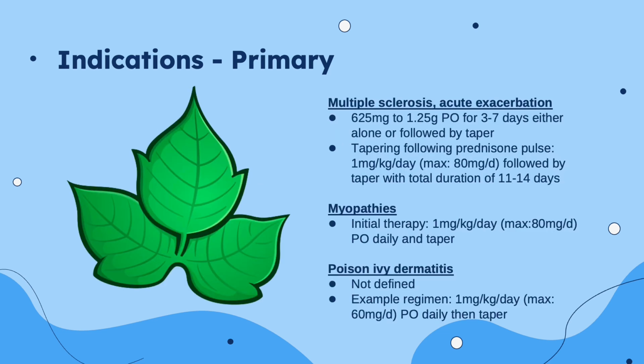For acute exacerbation of multiple sclerosis, initial pulse therapy using an oral glucocorticoid, particularly in this case prednisone, it is orally dosed 625 milligrams to 1.25 grams daily for 3 to 7 days, either alone or followed by a taper. Tapering following IV methylprednisolone or prednisone pulse therapy is dosed orally 1 milligram per kilogram per day with a maximum of 80 milligrams per day, followed by a taper with a total duration of oral therapy usually lasting 11 to 14 days.